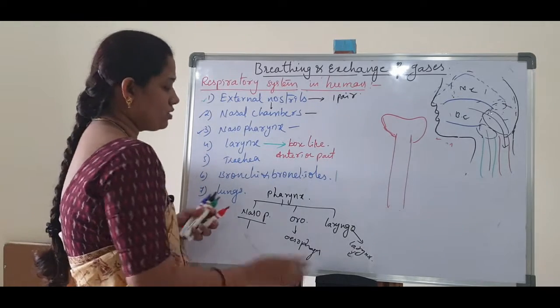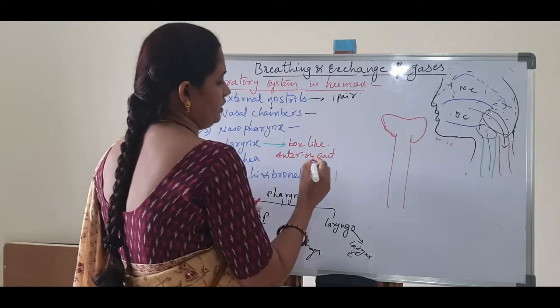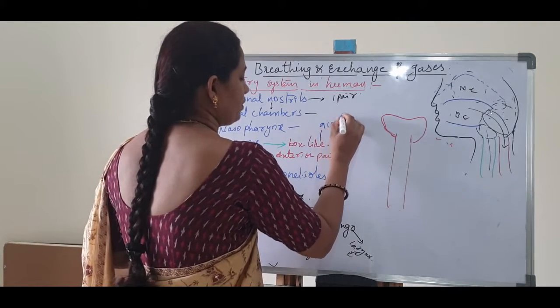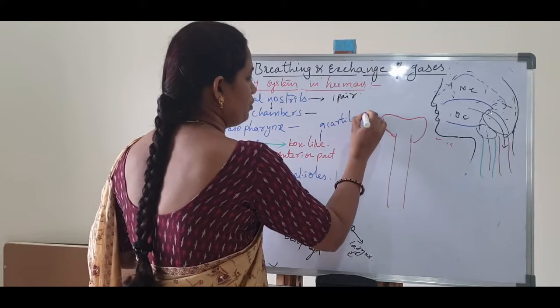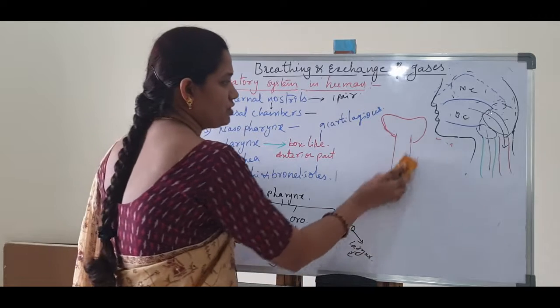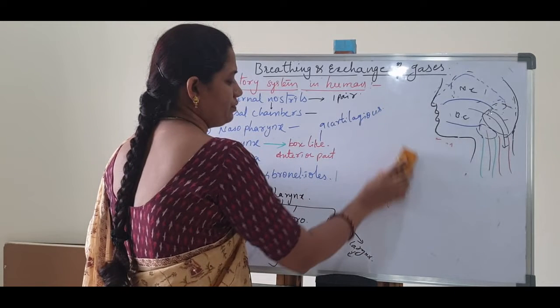This box is made up of 9 cartilages, 9 cartilaginous bones. These 9 cartilaginous bones can be divided into 2 groups.